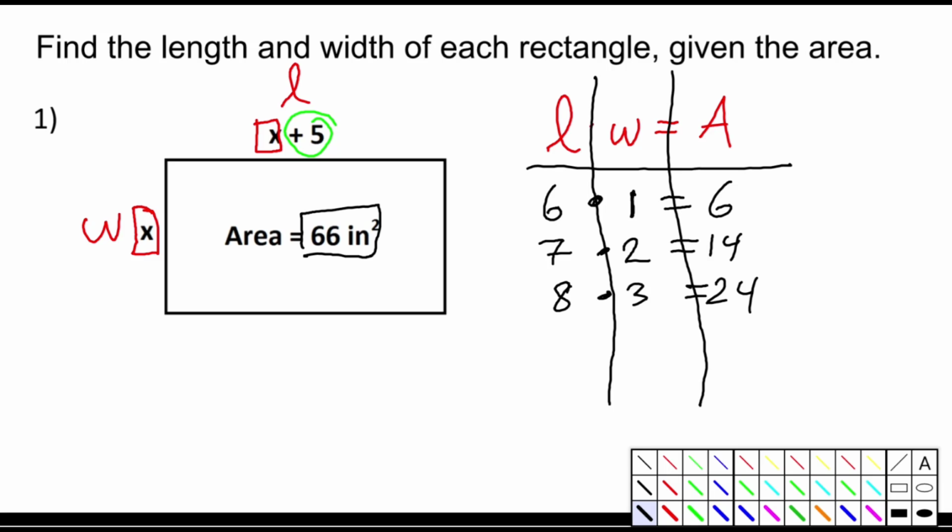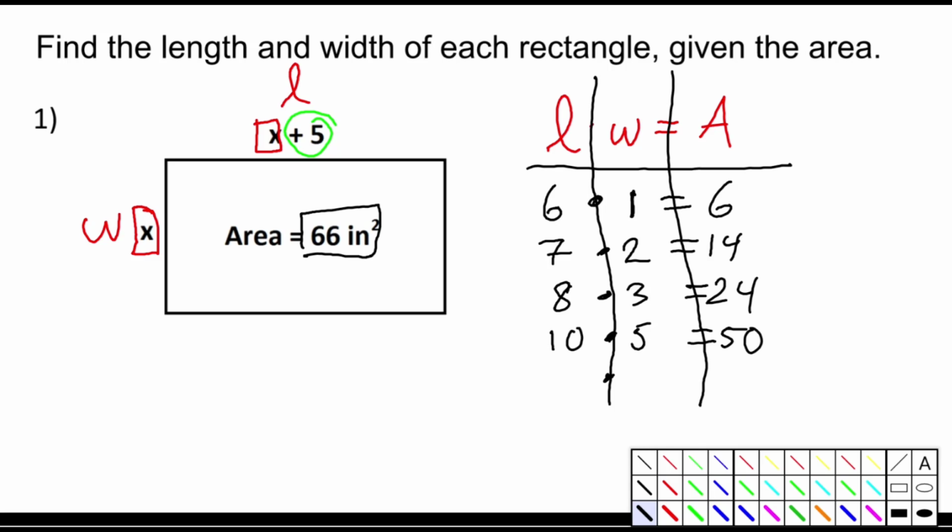So it looks like just increasing by 1 every time is not working. Let's increase a little faster. Let's increase by 5. So what if my width is 5? That means my length should be 5 more than that, which is 10. And that would provide an area of 50. All right, we're still not there, but it looks like we're getting closer.